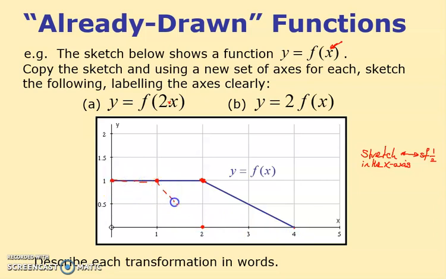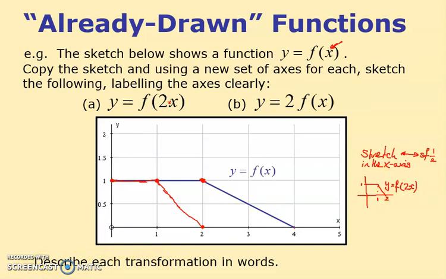Don't know why I've done it in dotted lines. Probably shouldn't have done this. Draw it as a proper line. That is my graph. So when it says copy the sketch and use a new set of axes, alright, it wants me to draw a new set of axes. So let's do this. All I want is that was at 2, and that point there was at 1. And how high is it? It's 1 high. That's what I want to see. And this is y equals f of 2x.